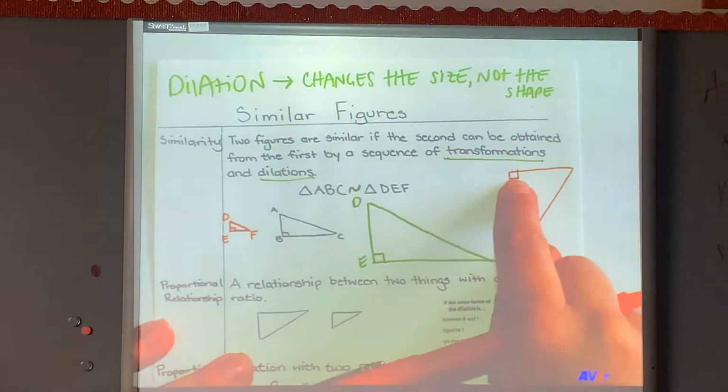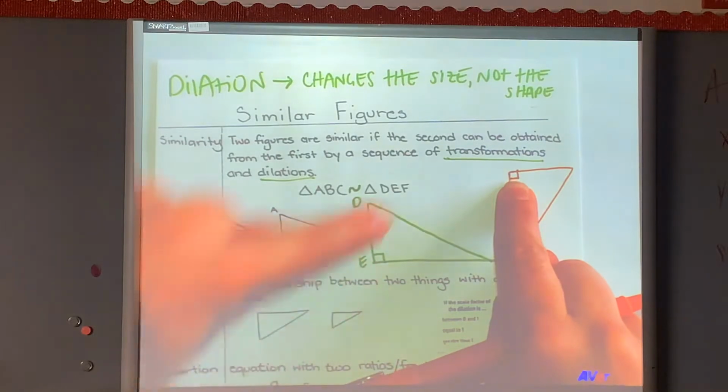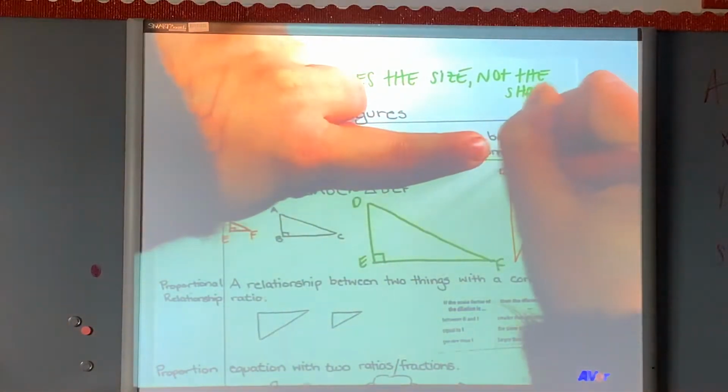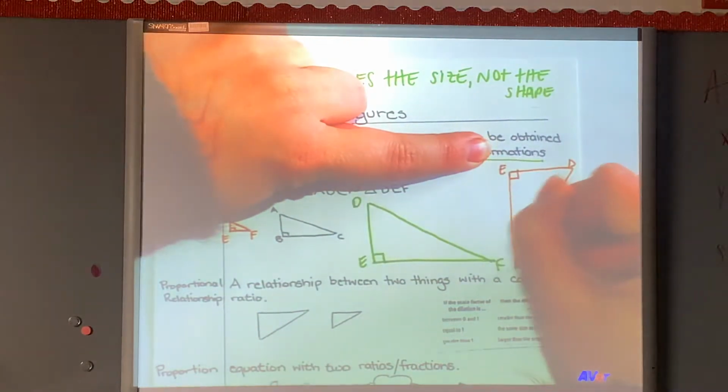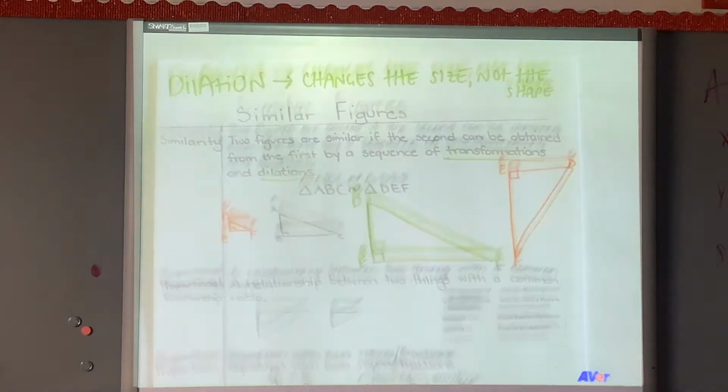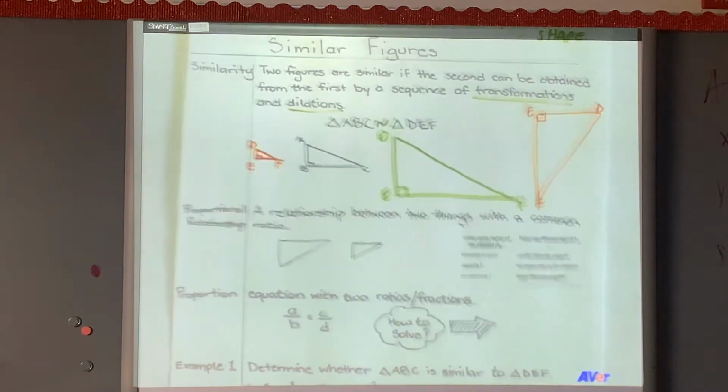I'm going to put the corner kind of like it was here, but almost like it turned to where this should be D, this should be E, and this should be F. All right, we're just getting an idea of what similar figures look like. Now let's move on to actually talking about their relationship and how they relate to each other.